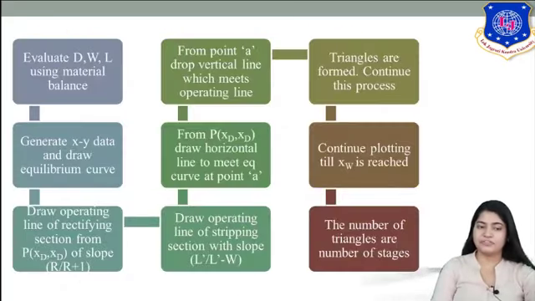Starting with the process, the first step is evaluation of distillate, residue, liquid or vapor amount using material balance. Liquid and vapor are also important here. For liquid, we saw that in reflux, a part of the liquid is sent back to the column, so that is the liquid we are talking about. Similarly, the vapor amount we also need to know, and these can be found by carrying out the material balance.